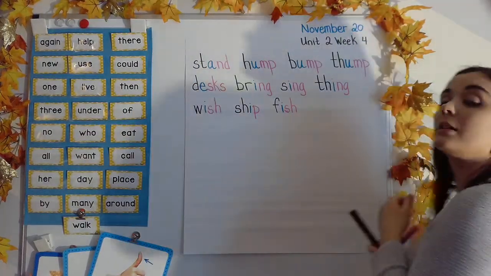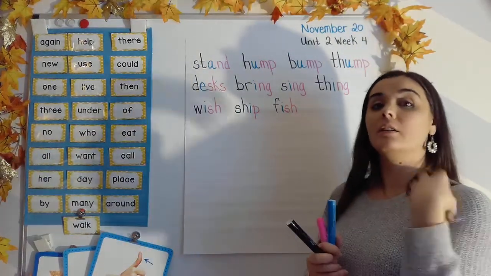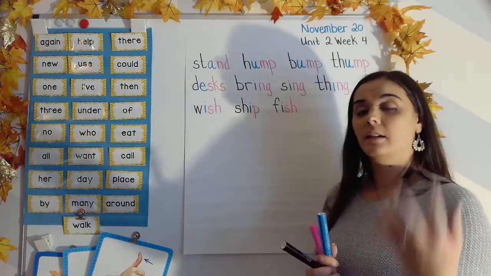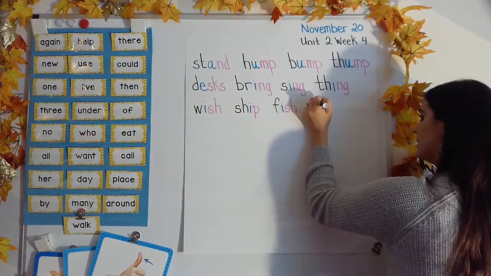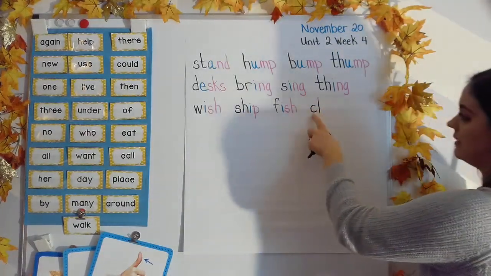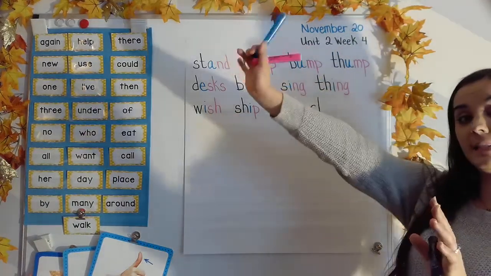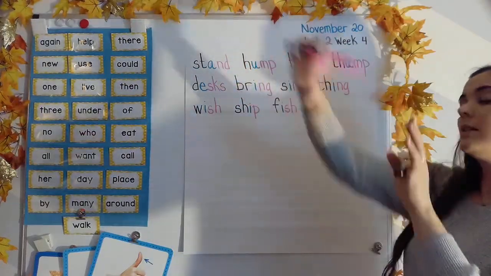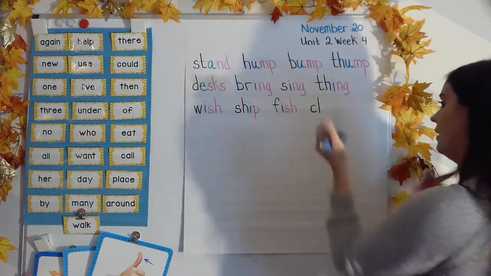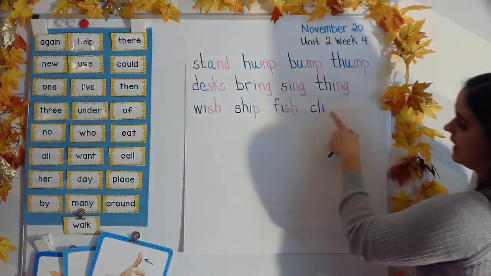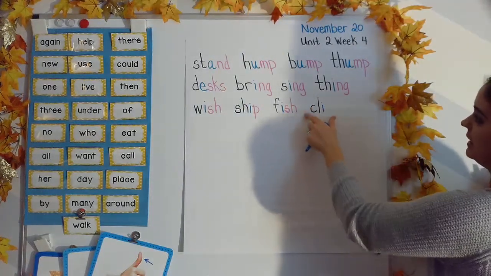All right, last word. Cling. Your turn. Cl. Cling. C-L. Ka, ol. Remember? C says ka. L says ol. Ka, ol. We blend those together. Col. I says col.